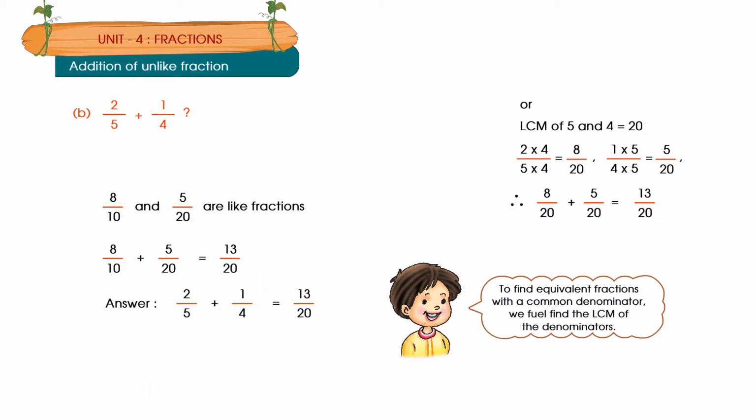D. Add 3/4 and 4/5. The LCM of the denominators 4 and 5 is equal to 4 × 5, which is equal to 20. 20 divided by 4 is equal to 5. 20 divided by 5 is equal to 4.